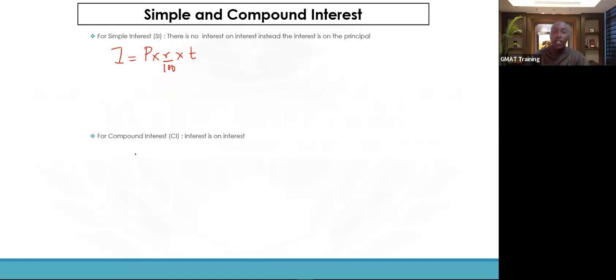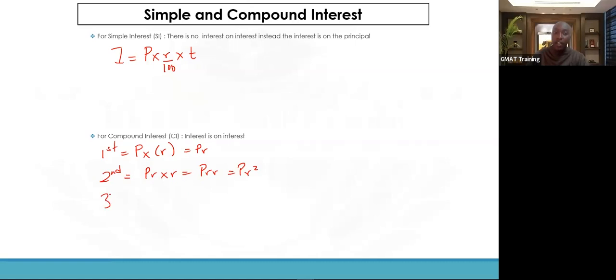For compound interest, the interest is on interest. What do I mean by this? Given that you have the first year, we can have the principal times the multiplier. Let's put R as the multiplier. That's for the first year, and you'll get PR. All right. What about the second year? For the second year, the amount that you got from the first year, that's PR, you multiply it against the multiplier again, and you'll have P times R times R, which is PR squared.